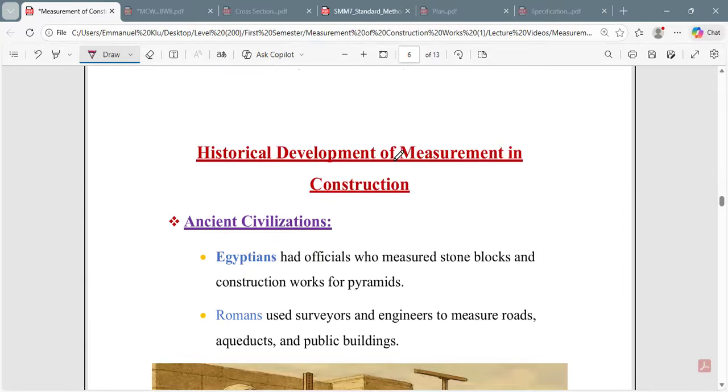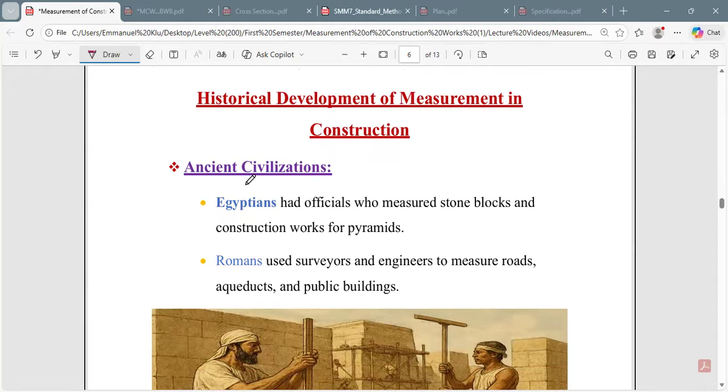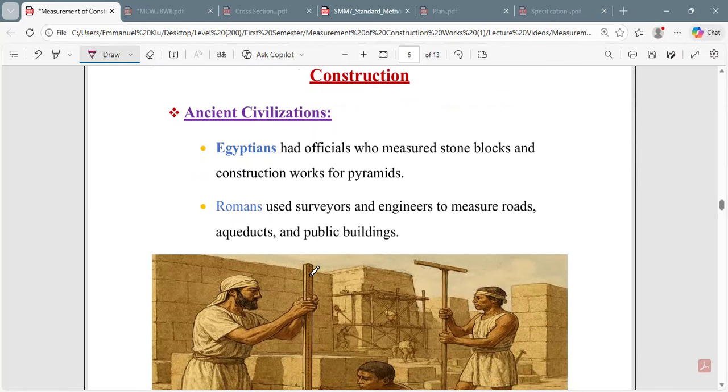Let's look at some historical development of measurements in construction. In ancient civilization, Egyptians had officials who measured stone blocks and construction work for pyramids. Also, the Romans used surveyors and engineers to measure roads, aqueducts, and public buildings.